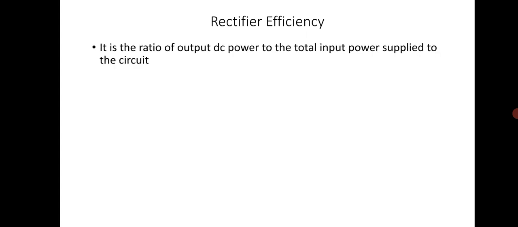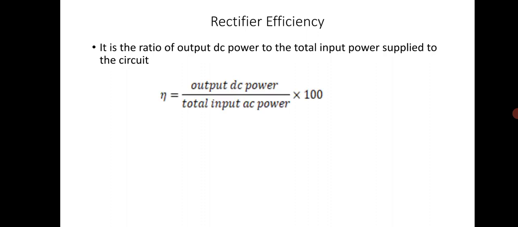Let us move further to rectifier efficiency. So what is rectifier efficiency? It is the ratio of output DC power to the total input power supplied to the circuit. So the DC power that you are going to get at the output, if you take the ratio to the input power that is being supplied, then that ratio is what we call rectifier efficiency. Rectifier efficiency is always mentioned in percentage, so that's why you are going to multiply it by 100.